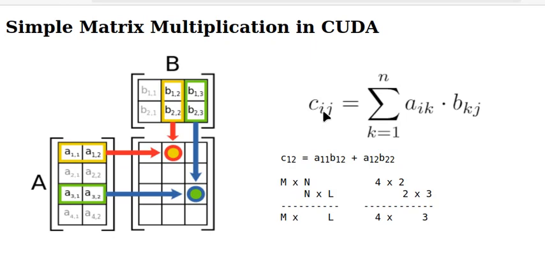And in general, if A is of rank m by n, like here it is 4 by 2, 4 rows, 2 columns, and B is n times L, where n equals 2 and L equals 3, then the result will be m times L. Like here, the result will be 4 times 3, 4 rows, 3 columns. And now let's see how we can implement matrix multiplication in CUDA.